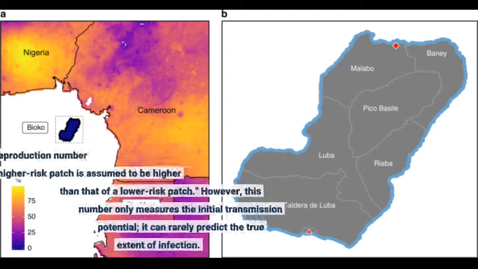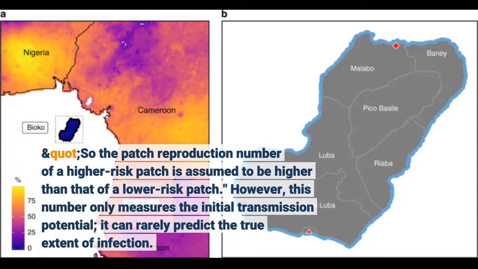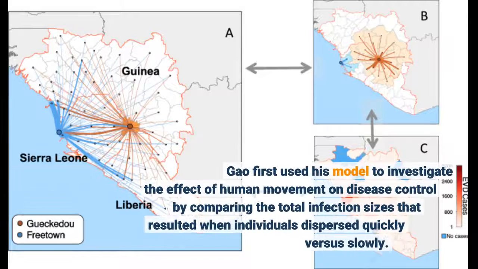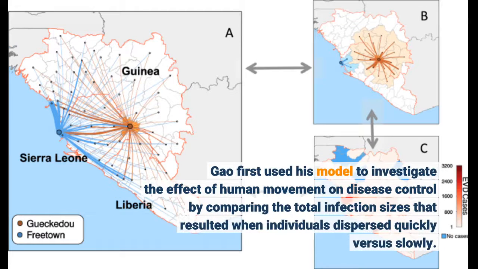So the patch reproduction number of a higher risk patch is assumed to be higher than that of a lower risk patch. However, this number only measures the initial transmission potential. It can rarely predict the true extent of infection. Gao first used his model to investigate the effect of human movement on disease control by comparing the total infection sizes that resulted when individuals dispersed quickly versus slowly.